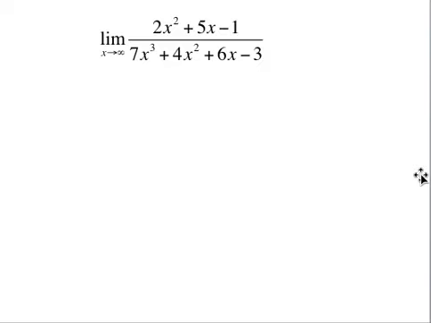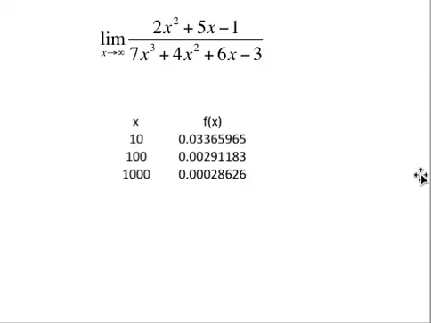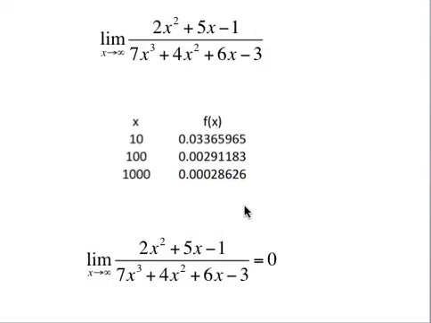Let's look at a table as well. As x goes to infinity, let's plug in very, very large numbers and see what happens to this function. If I plug in 10, we get 0.0336. Plug in 100, 0.0029. Plug in 1,000, 0.0028626. So it certainly appears as if this could be going to 0 and reinforces our earlier work.